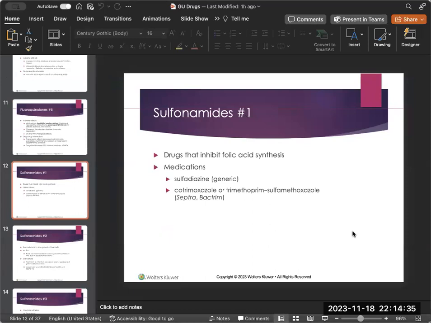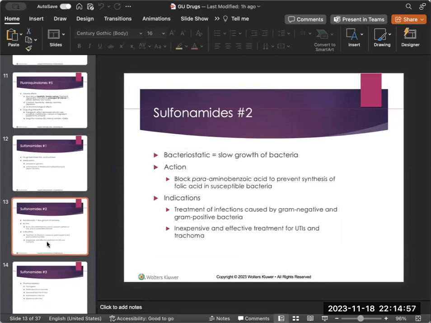Sulfonamides are sulfa drugs. They usually have sulfa in it, like sulfadiazine. We could also have cotrimoxazole or trimethoprim-sulfamethoxazole, okay? And you can remember sulfa, or they even end in azole, okay? Now, these drugs inhibit folic acid synthesis. That is how they work. And when they do that, they actually slow the growth of bacteria. That's why they're also called bacteriostatic. So, they prevent the synthesis of folic acid, and folic acid is needed by bacteria. So if we prevent that folic acid, we prevent bacteria buildup.